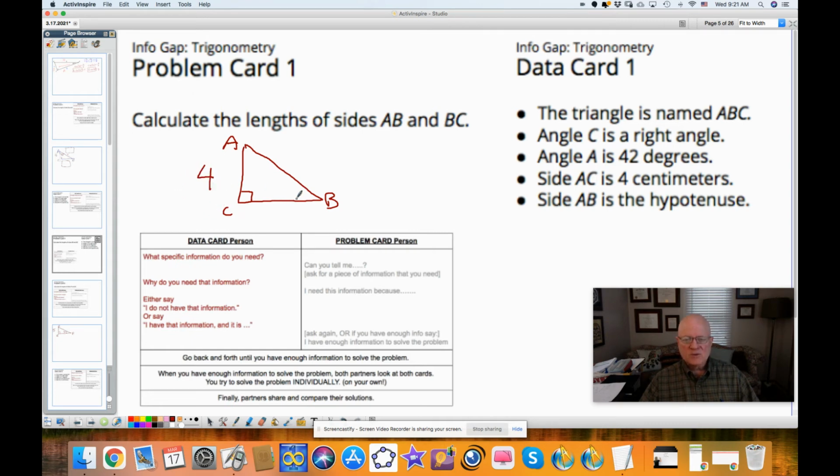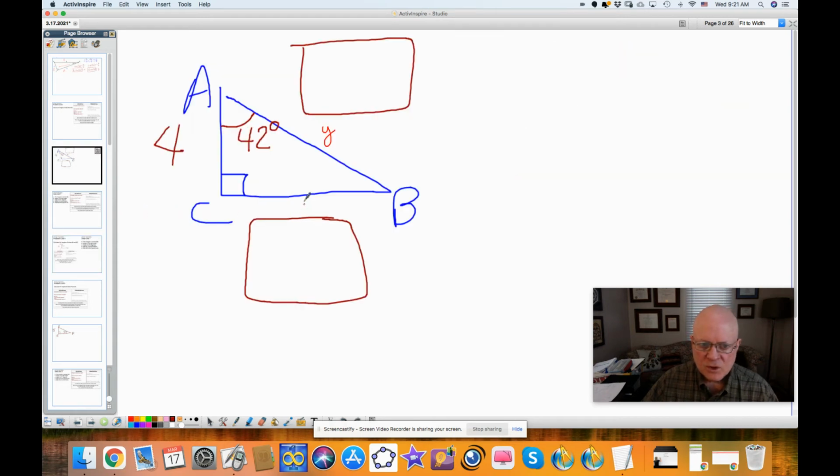And maybe you ask for angle B, and we don't have angle B, but we do have angle A, which is 42 degrees. And with this information right here on the drawing, you have enough to be able to solve it. And we can do this by writing SOHCAHTOA. Remember, these are ratios.